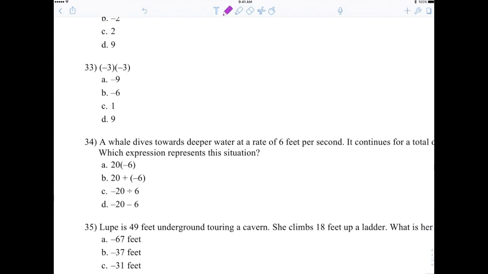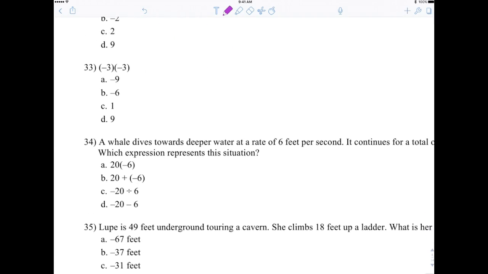Help me out, please, on 33. Thank you so much. Negative 3 times negative 3. Somebody help me. Go ahead. Speak up. I want everybody. 9, which is D.